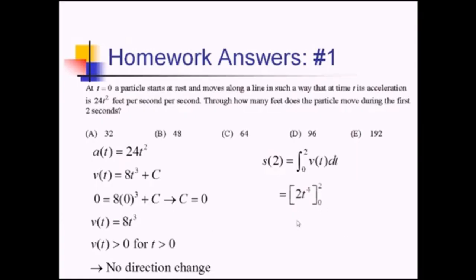Now this isn't so bad. We have 2 plugged into this thing minus 0 plugged in. Well, that second term is just 0, so really it's just 2 to the 5th power here, which is 32. So that's 32 feet, giving us answer choice A.